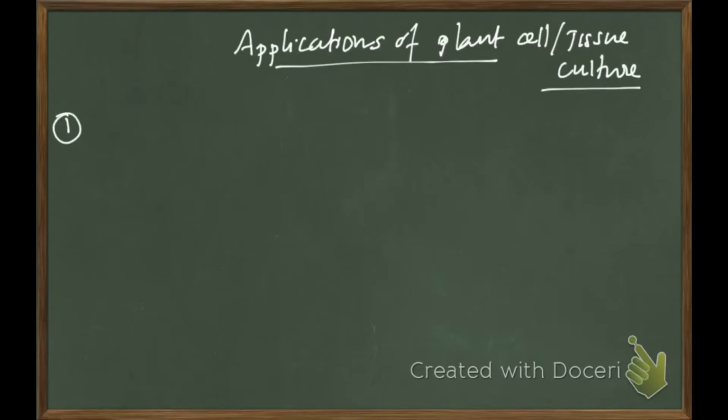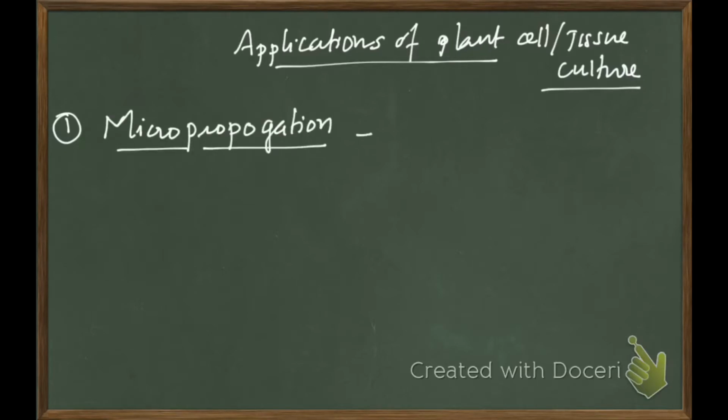Welcome to today's topic. Today's topic is applications of plant cell culture. The first one is micropropagation. See, micropropagation, the word meaning a small portion is taken and we propagate a plant through that small portion.